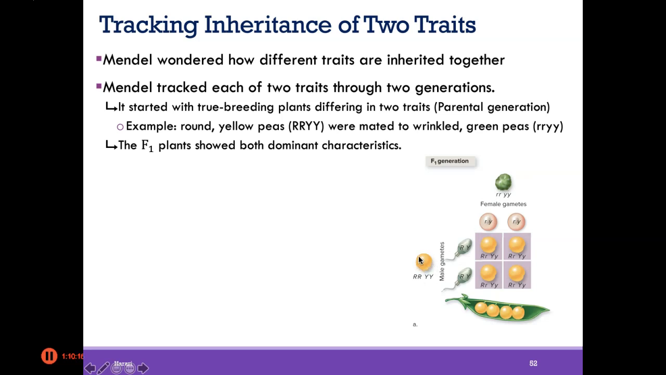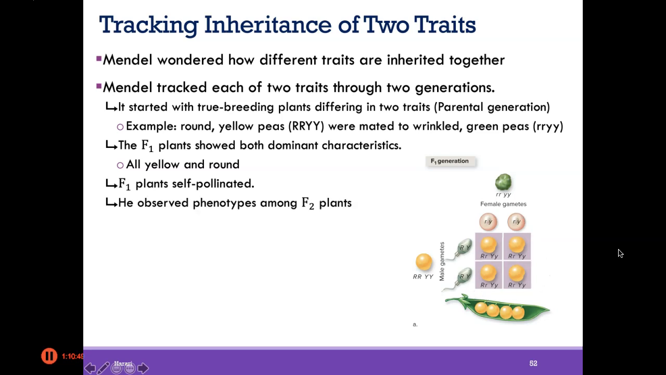Looking at this male P, the only gametes that could be made from here are big R and big Y. Therefore, the only possible offspring would be big R, little r, big Y, little y. So the F1 plants show both dominant characteristics because they have both big R and big Y. And therefore, they're going to all be yellow and round. If we were to self-pollinate the F1 plants, then we would get the F2 generation. So now we're crossing big R, little r, big Y, little y with a big R, little r, big Y, little y.